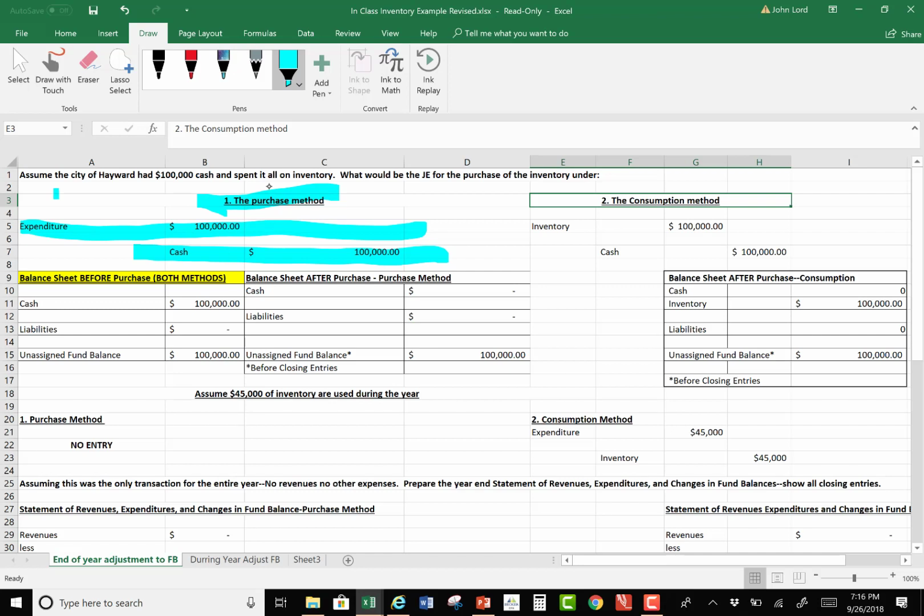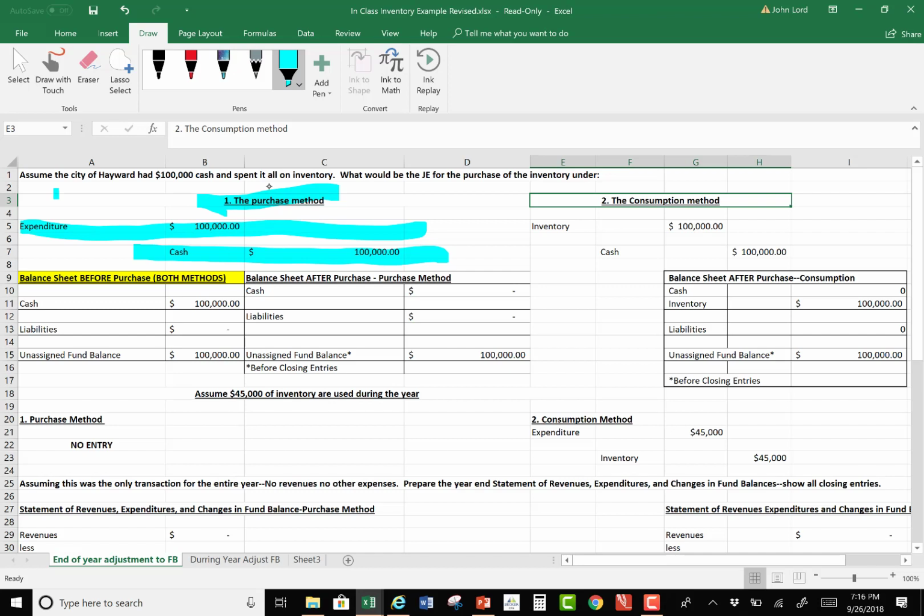So what happens? Under the purchase method, when I purchase inventory, I debit expenditure and I credit cash. That's why they're saying that's consistent with modified accrual accounting, because when I purchase things in modified accrual accounting, I debit expenditure, don't I? So we debit expenditure and we credit cash, right?